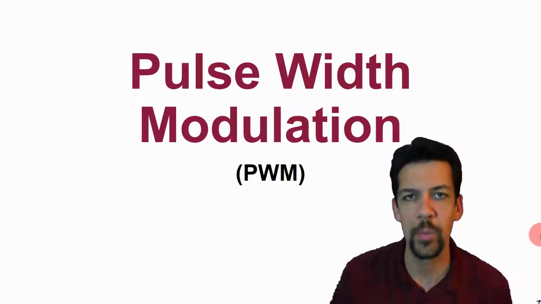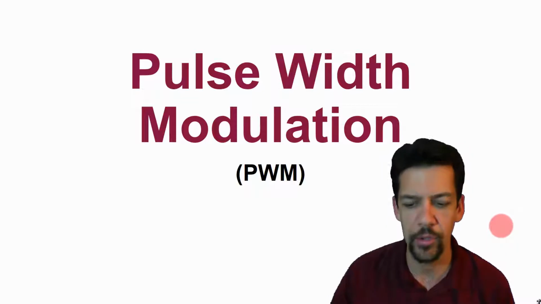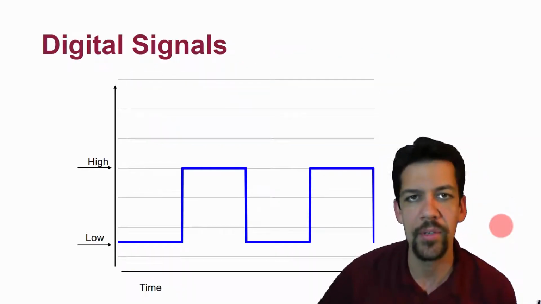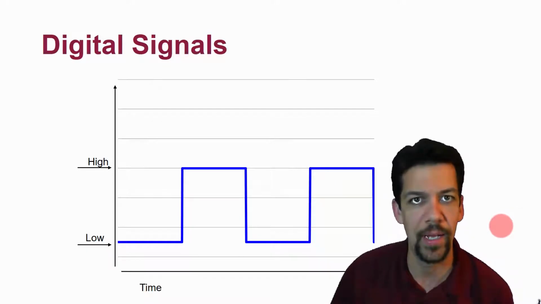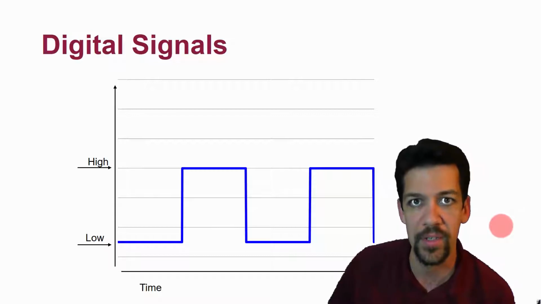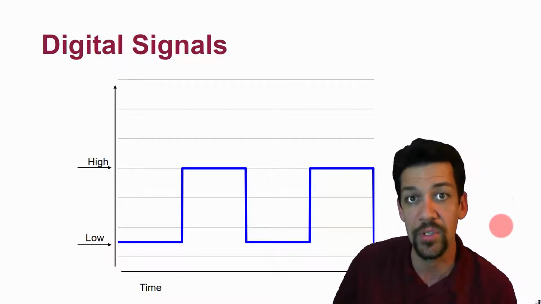Now let's look at how pulse width modulation works. But first we're going to look at a few critical details about how digital signals operate. We remember that digital signals have a high and a low value. Typically the low value is 0 volts and the high value is whatever the system is. It might be 1.7 volts, it might be 3.3 volts or 5 volts or even 12.